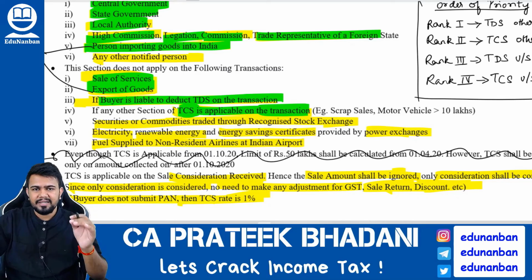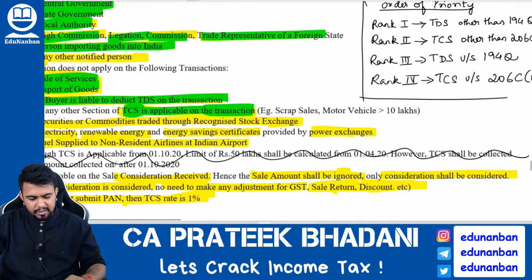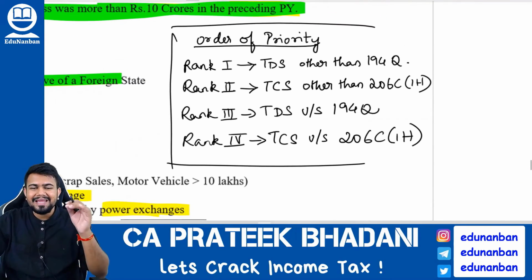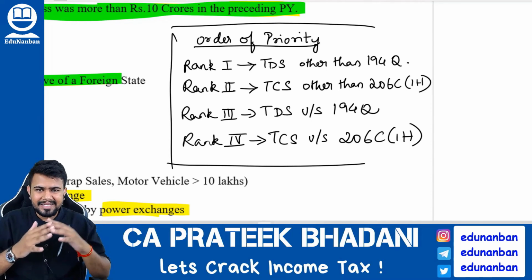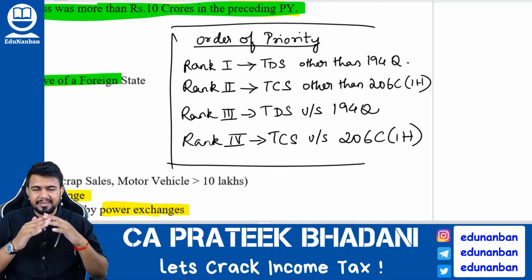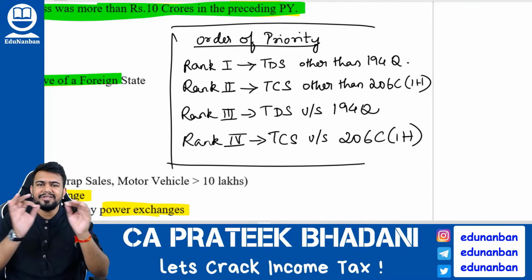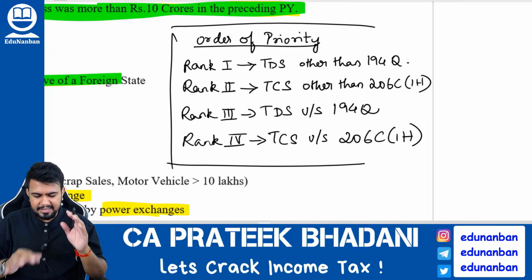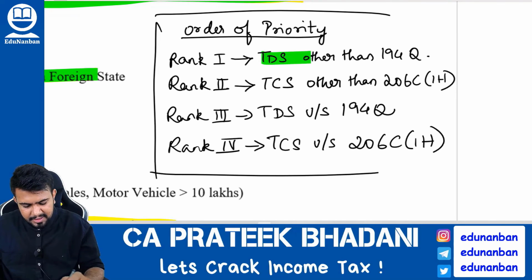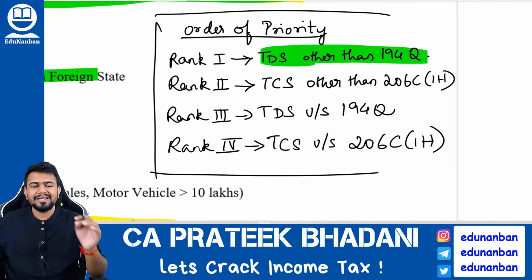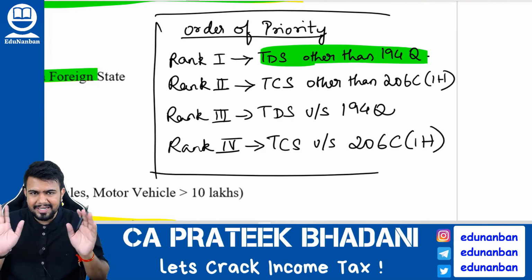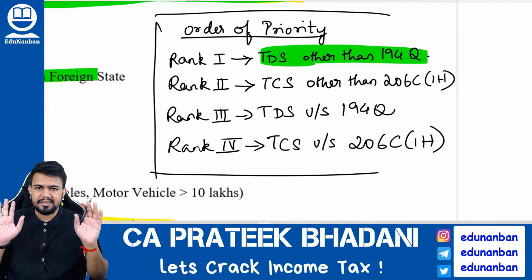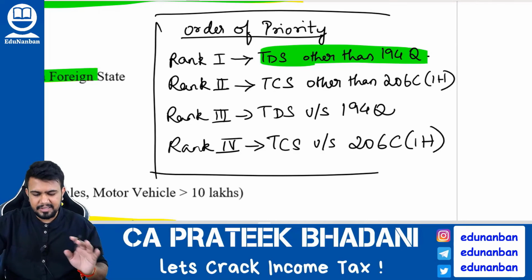Now let me tell you about the order of priority. See here, if there is any transaction in which two or more TDS or TCS provisions are clashing, then for which TDS or which TCS provision you should consider, let us see. Firstly, you should consider the TDS sections other than section 194Q as the first priority. Hence, if TDS other than 194Q is applicable to a transaction, then take TDS and TDS itself. Don't consider any other section.